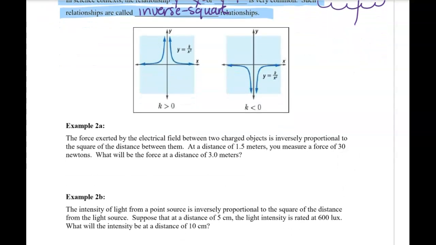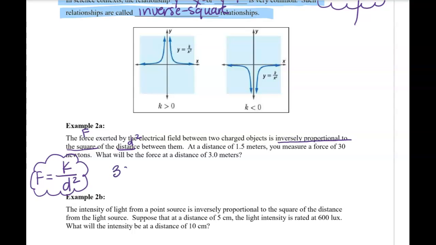So the force exerted by the electrical field between two charged objects is inversely proportional to the square of the distance between them. Whoa, that's a lot. But what I notice is inversely proportional to the square. That means we'll have y equals k over x squared. But in this case, the force, we're going to call that F. F equals k over the square of the distance, which I'm going to call d squared. So we have F equals k over d squared. You could use other variable names, like x and y if you want. And we know that at a distance of 1.5 meters, the force is 30 newtons.